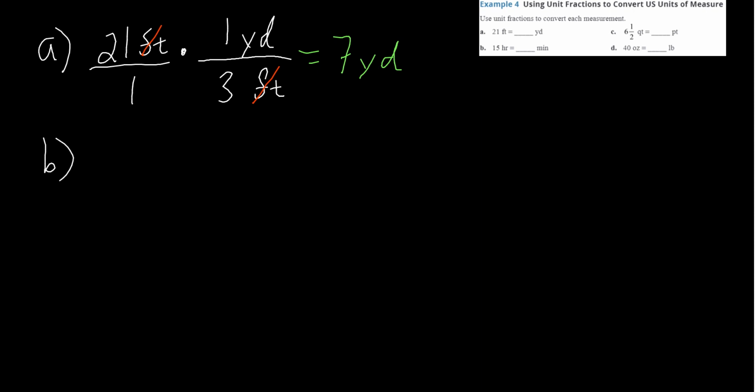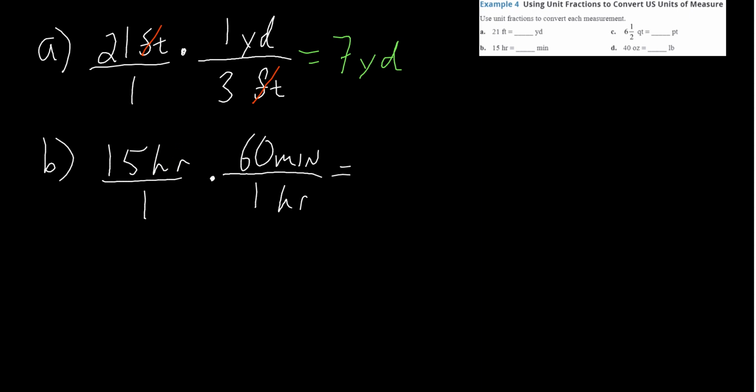All right, so B is 15 hours and 2 minutes. So we're going to have 15 hours. And again, just for the sake of making sure that these fractions line up, we're going to put this over 1. And we're going to multiply this by something where hours is going to be in the denominator, because again, I'm wanting to cancel the hours. Well, I know that there are 60 minutes in 1 hour.